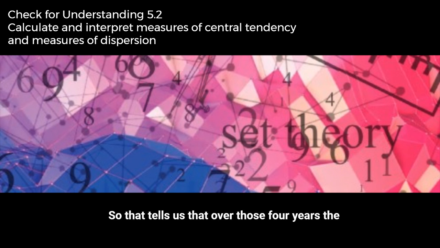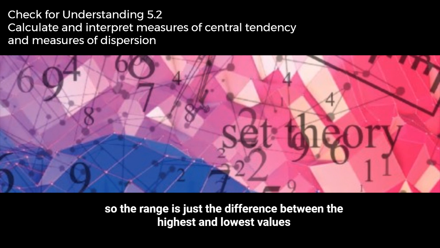So, that tells us that over those 4 years, the price of gasoline varied by a total of $1.62. Exactly. And remember the Honolulu temperatures. The highest was 89 degrees Fahrenheit, and the lowest was 61 degrees. So the range there is 28 degrees. Okay, so the range is just the difference between the highest and lowest values.